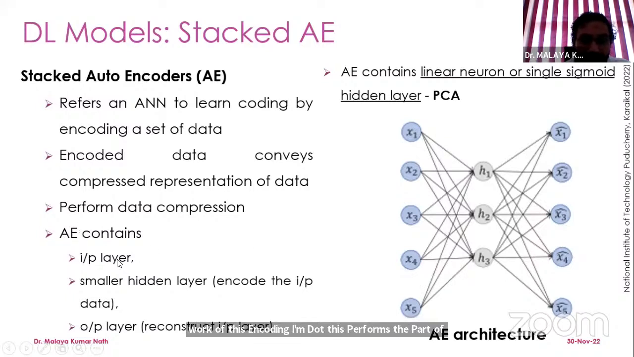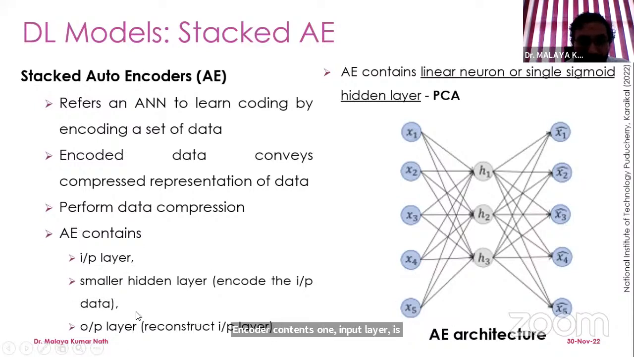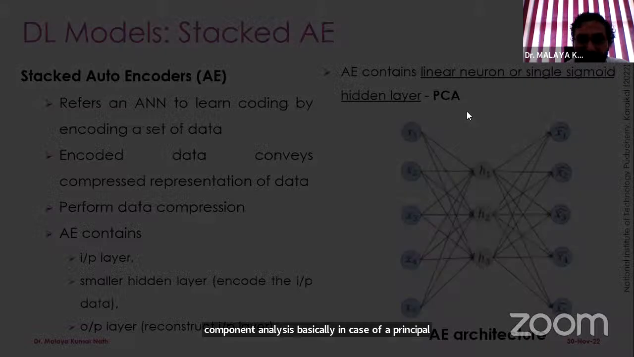So an autoencoder contains one input layer, a smaller hidden layer that encodes the input data, and the output layer that performs the reconstruction of the input. This performs a similar action to that of principal component analysis. Basically, in principal component analysis, we calculate the principal components to compress the data.